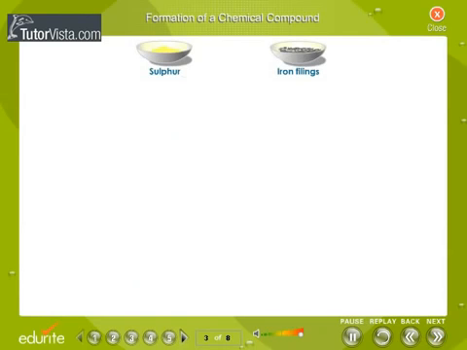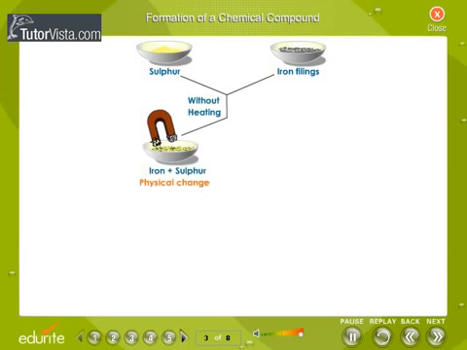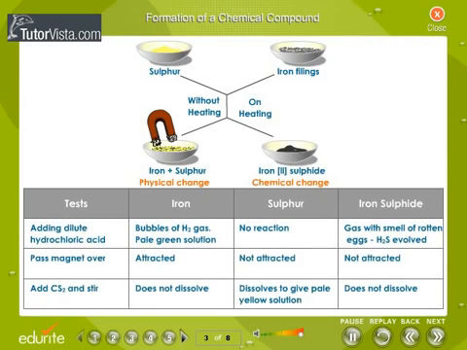Formation of a chemical compound. A compound in its properties is entirely different from its constituent elements. Formation of a compound is a chemical change. For example, when you mix iron and sulfur without heating, a magnet still attracts the iron filings.